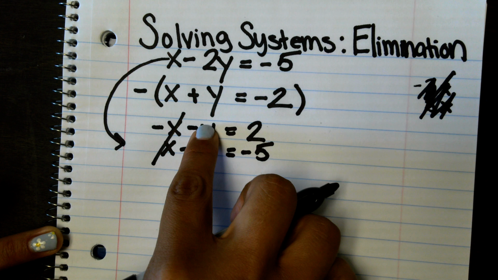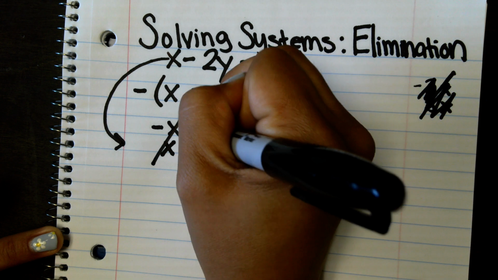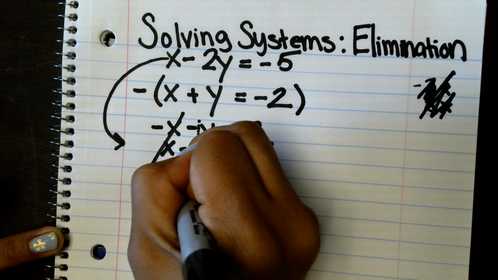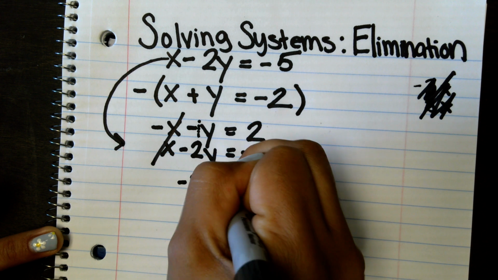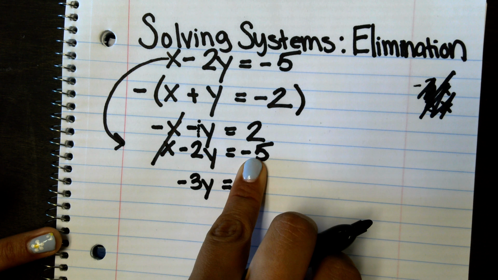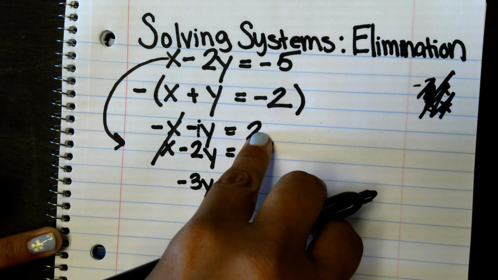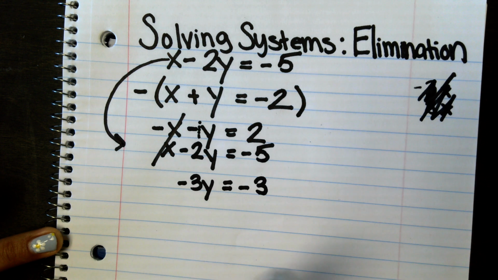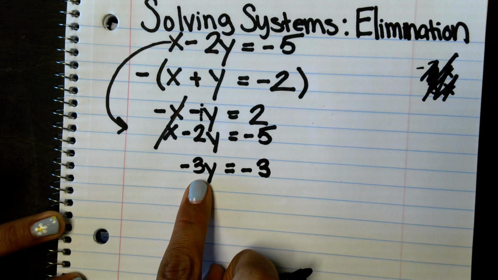So a -y, remember that's a 1, that's a -1 plus a -2. We have -3y equals, and now we have -5 and +2, which would be -3. We almost have our y.